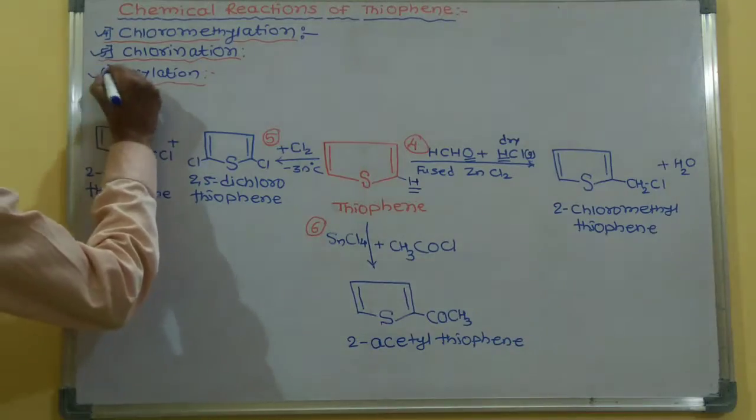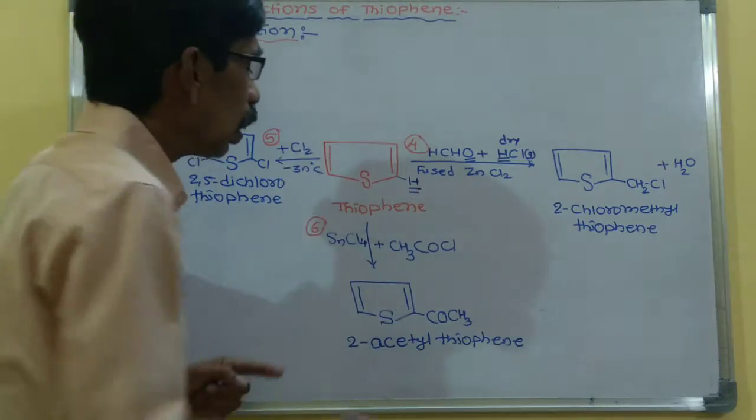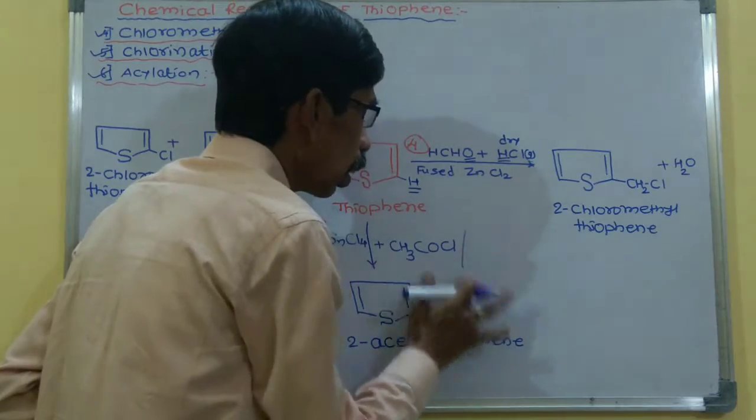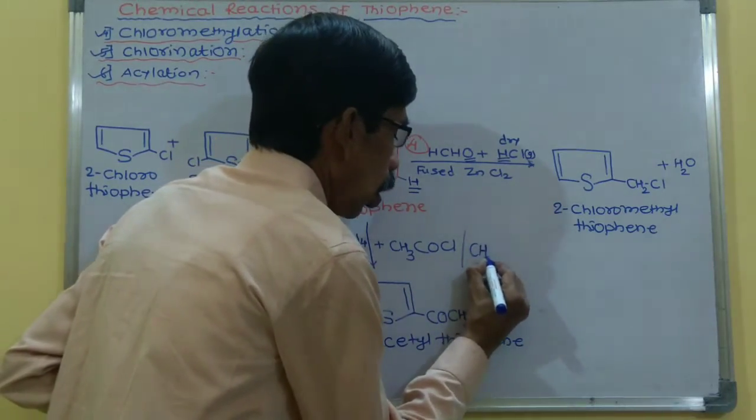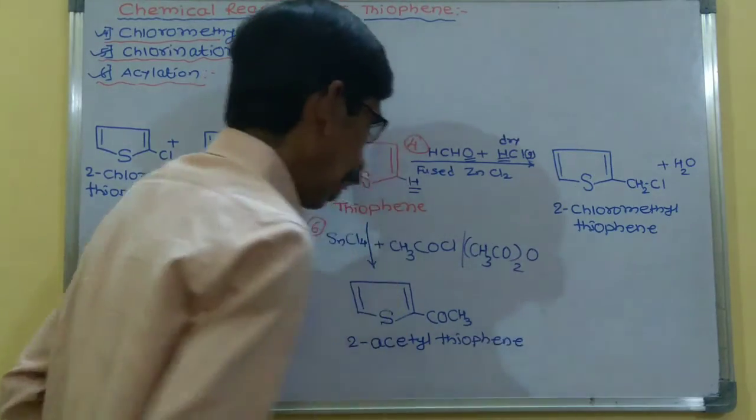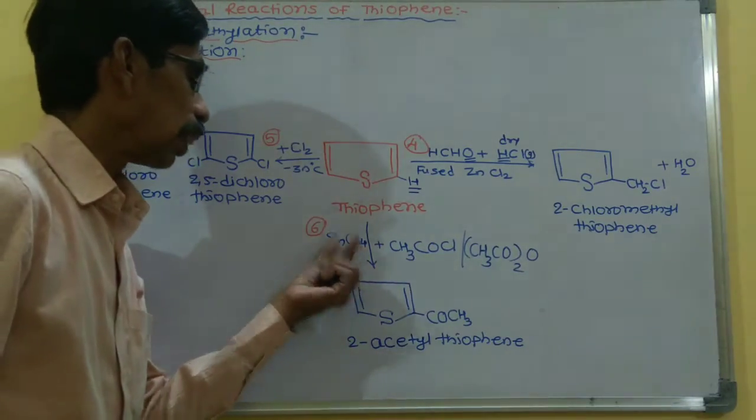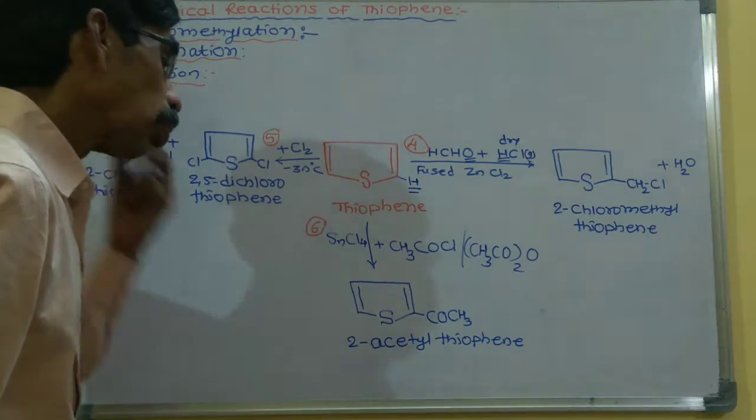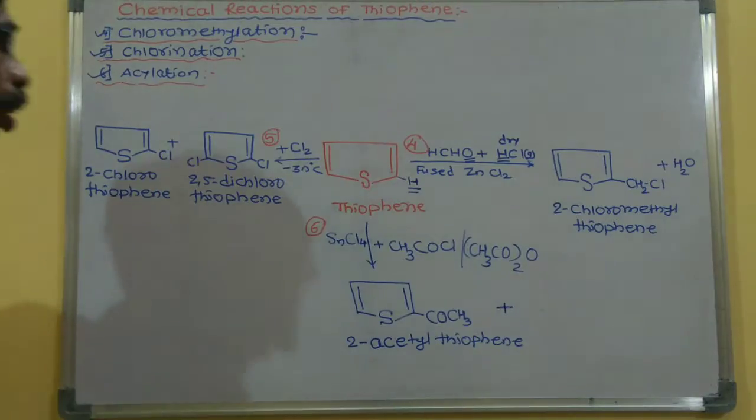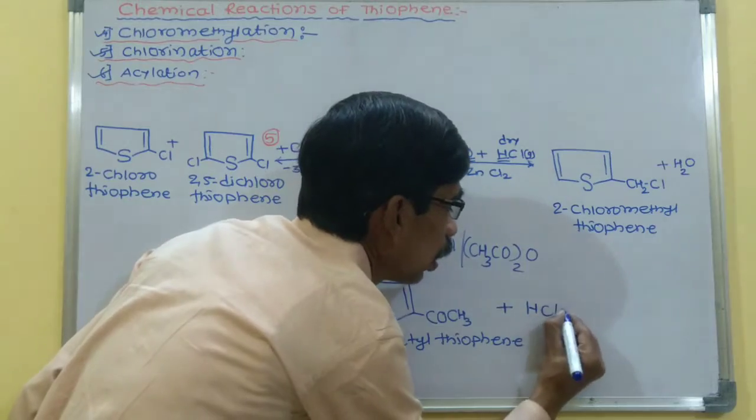Now the next reaction is the acylation reaction. When thiophene reacts with acetyl chloride or acetic anhydride in the presence of stannous chloride, it gives 2-acetylthiophene, and it gives the byproduct HCl.